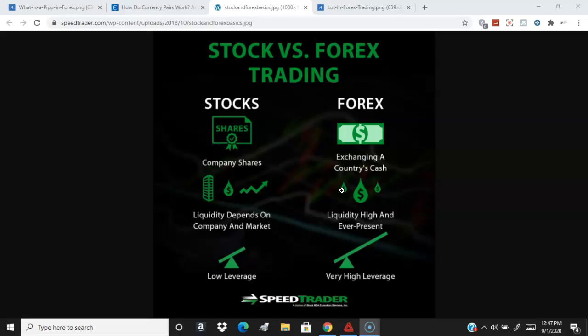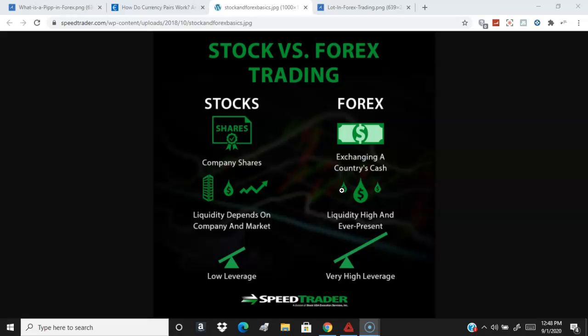So it can be very volatile. It can go up and down in the Forex market, versus stocks, which is why they call it a bull and bear market. You can have a bull market for years, and then you can have a bear market for years. But in Forex, there is high liquidity.